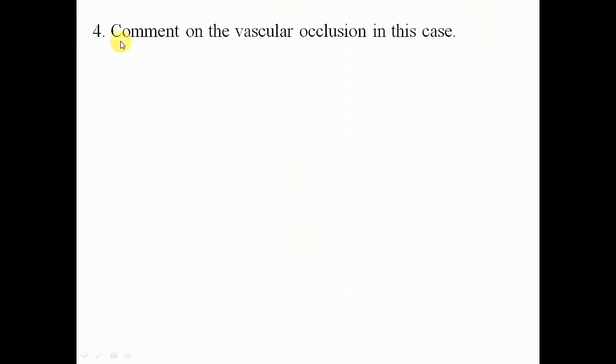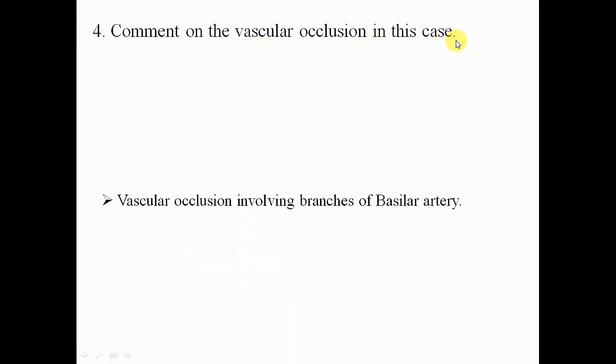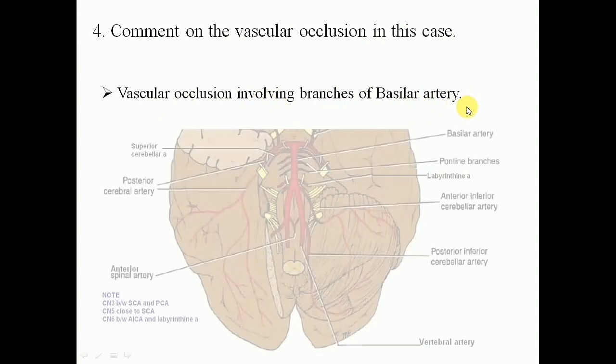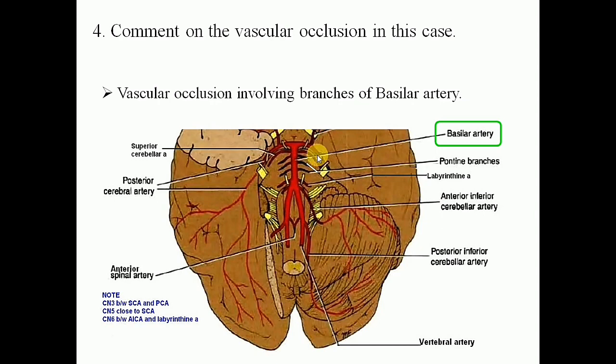Question 4, comment on the vascular occlusion in this case. In this case, the vascular occlusion involves mainly the branches of the basilar artery. As we can see here, this is the basilar artery related to the ventral aspect of the pons. The basilar artery lies in the sulcus basilaris.